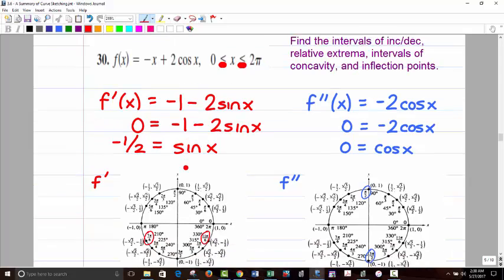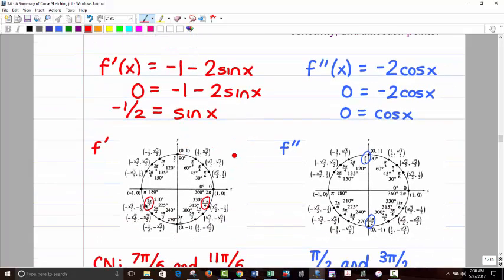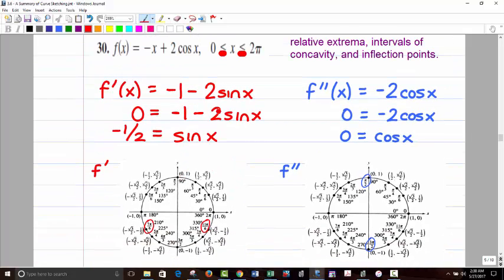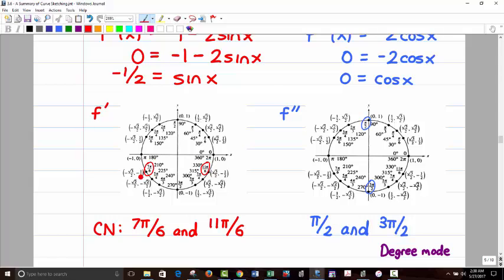Let's go back over here. First one set equal to 0. I used 2 different colors there to separate any confusion. So you get sine of x equals negative 1/2, so between 0 and 2 pi, you'll find that right here at 7 pi over 6, and then you'll find it again at 11 pi over 6. So those are CN, shorthand for critical numbers. So we have 2 critical numbers.